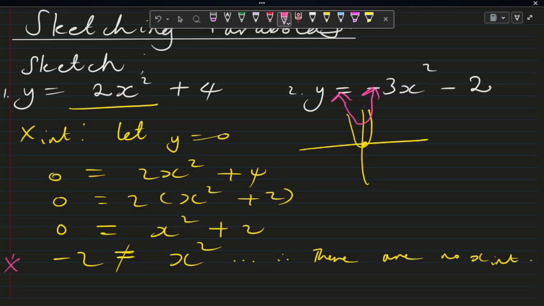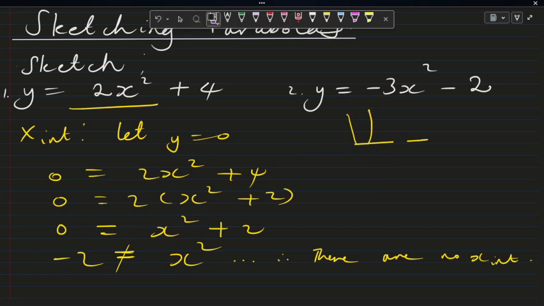This is the reason why we ended up with an impossible scenario at the end of our equation, because this is not possible. This is an indication that there are no x-intercepts. So that is the case.